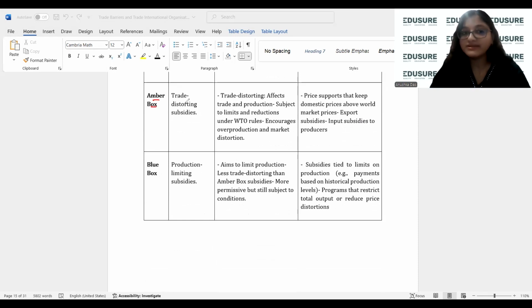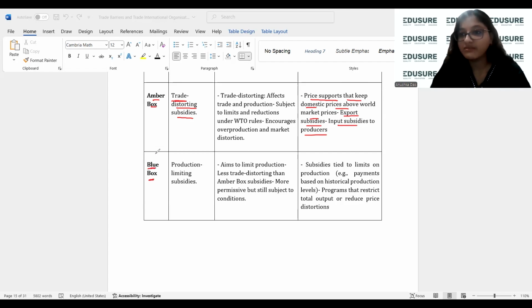Then you have the amber box. Amber box subsidies are related to trade distorting subsidies. For example, price support that keeps domestic price above the world market price. Also export subsidies, input subsidies to the producers. All this comes under trade distorting subsidies. So all these things will distort trade, will have an adverse effect on trade. For price support, export subsidy, input subsidies, all this comes under the amber box, which is related to trade distorting subsidies.